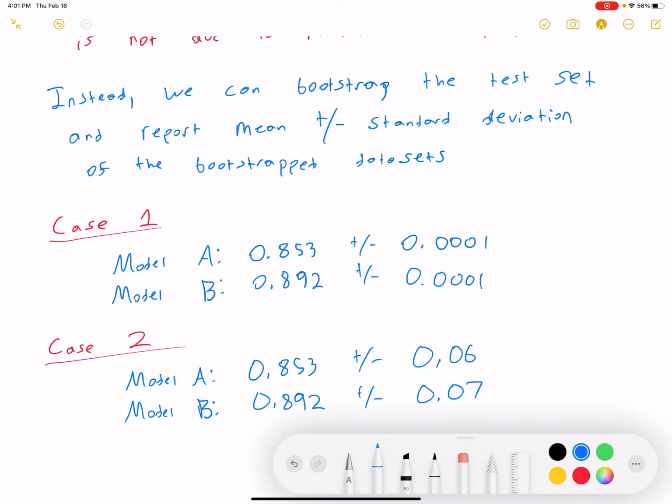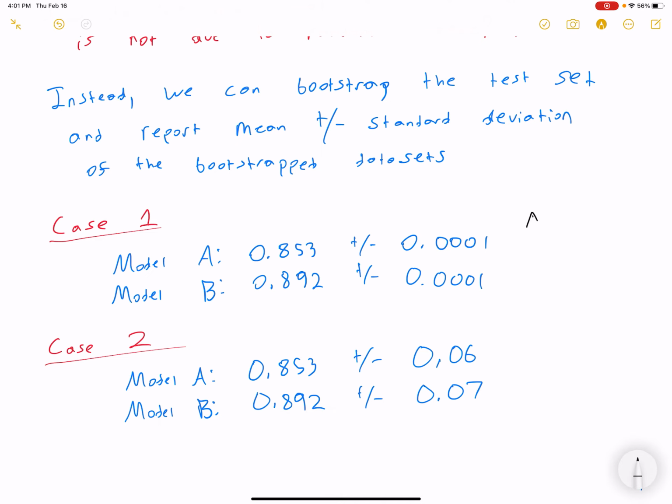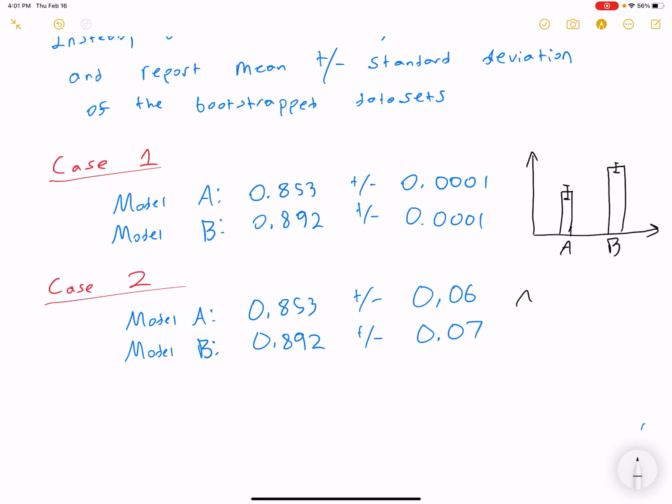Now in the first case, making a little plot, we might have model A and model B. Model A is a little bit lower, but if we plot the error bars, they don't overlap, so we're pretty confident that it's an actual difference. Whereas same means, but in this case, if you have error bars like this, yeah, the mean's different, but we're not really confident that there's a difference there.